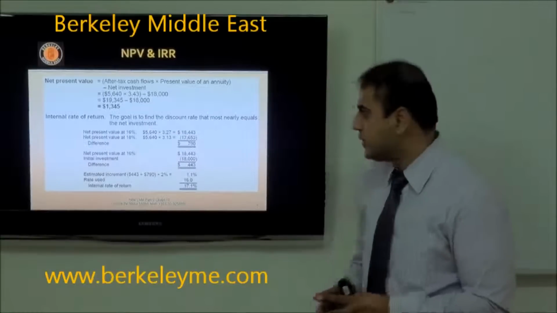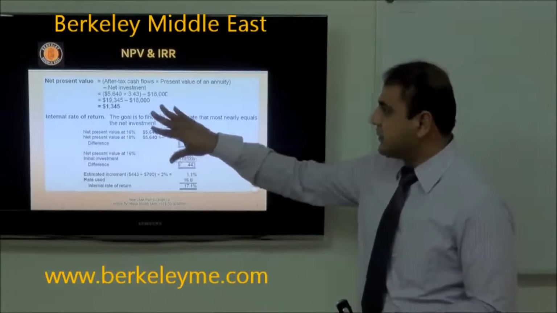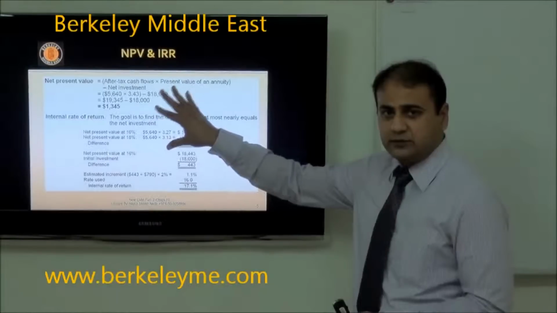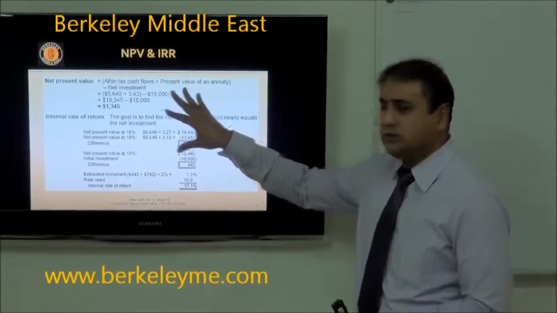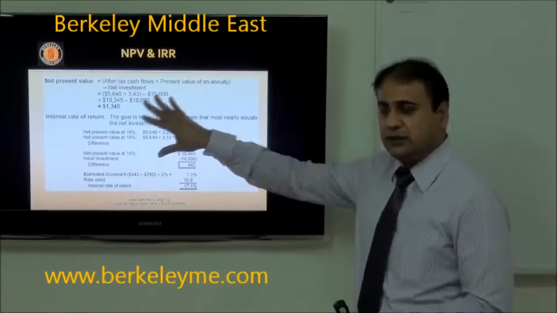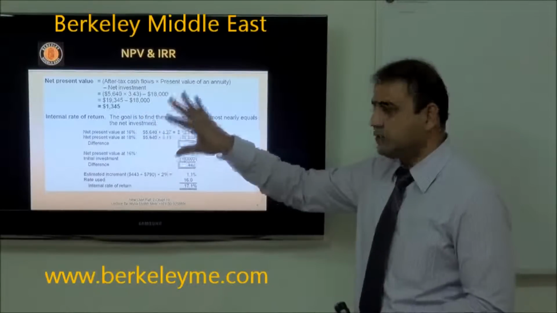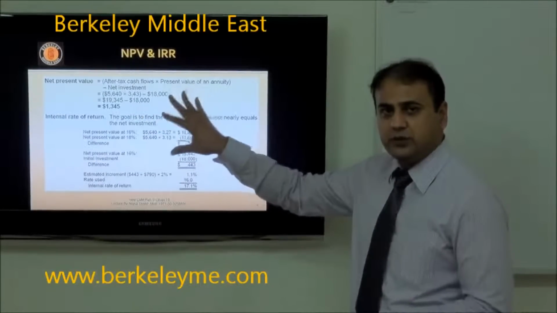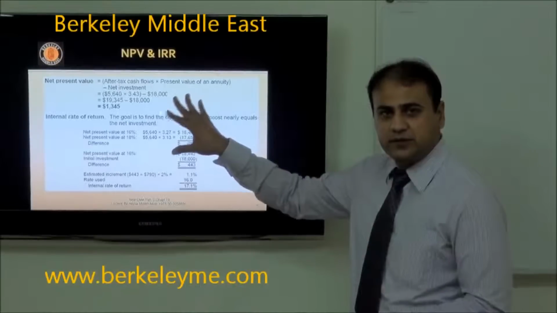In this question, we have net present value, that is after tax cash flows times the present value of an annuity, minus net investment. By using this formula, we are going to calculate the net present value.